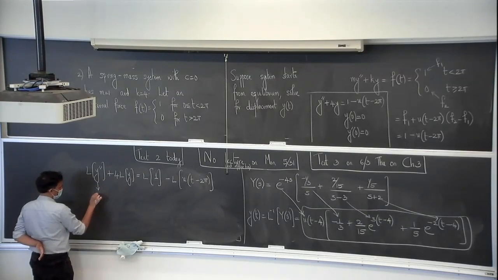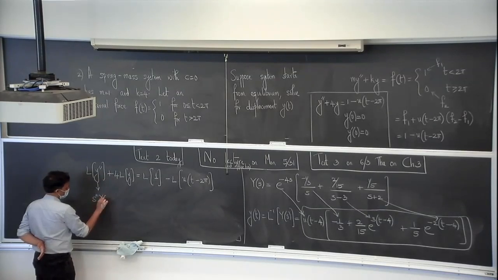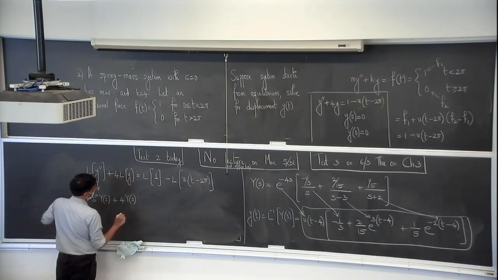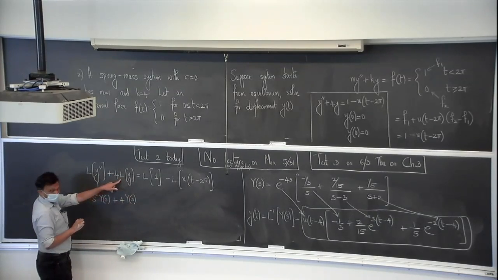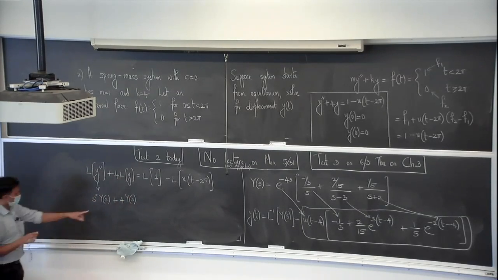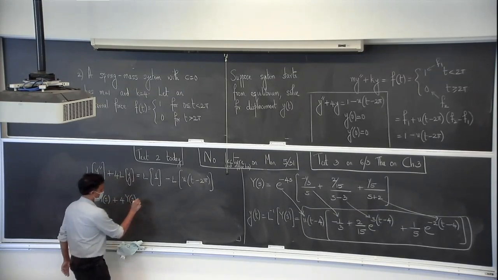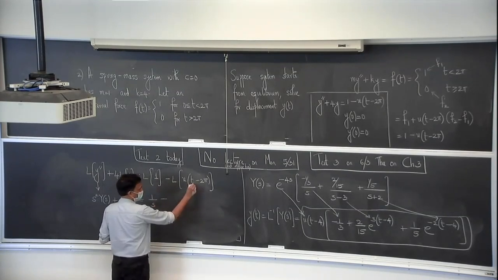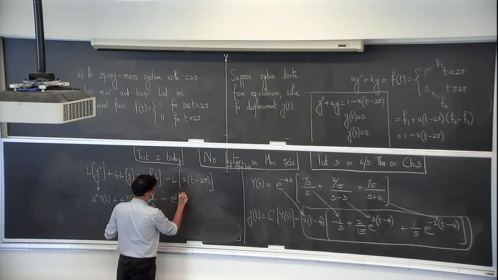This is just s squared Y of s. There is no s for the L of y term. Some students put that there and end up with all kinds of weird things later. So this is just 4 times Y of s. On the right, this is 1 over s minus e to the power of negative 2 pi s over s.